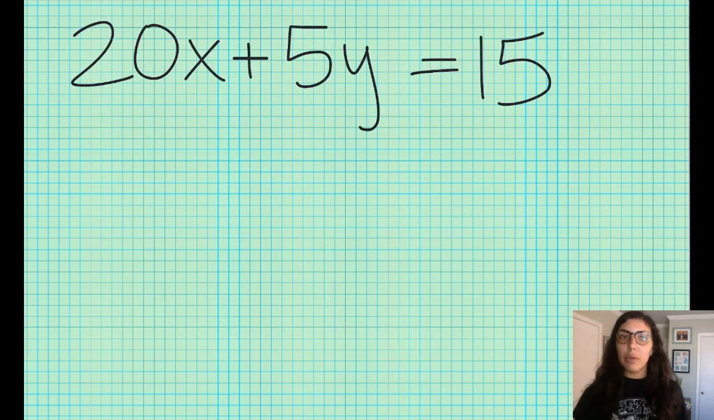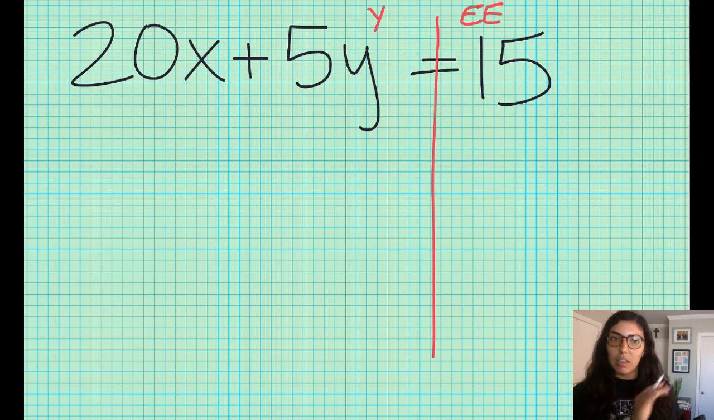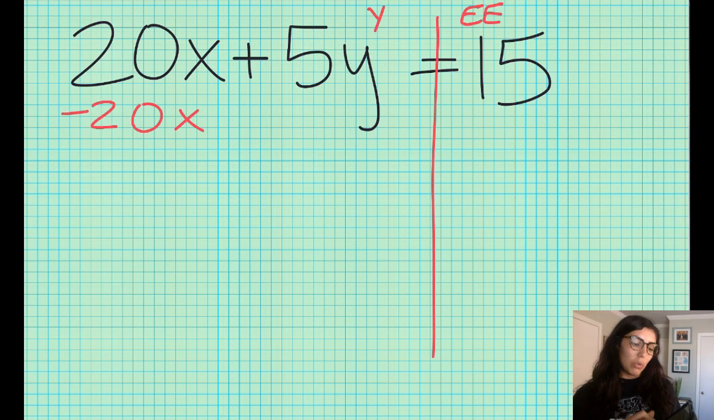So for example, let's say we have 20x plus 5y equal to 15 and we want to solve for y. The very first thing that we do is we divide our equation in half to remember what's the left side and what's the right side. This side is going to be y and this side is going to be everything else. Everything else needs to go on that side. So we start looking side to side. Terms are separated by plus and minus signs. This term does not have a y in it, so it needs to move. To move it, I'm going to pick it up and move it over, or use its inverse operation to move it to the other side.